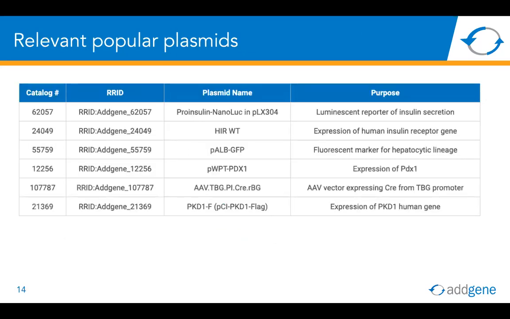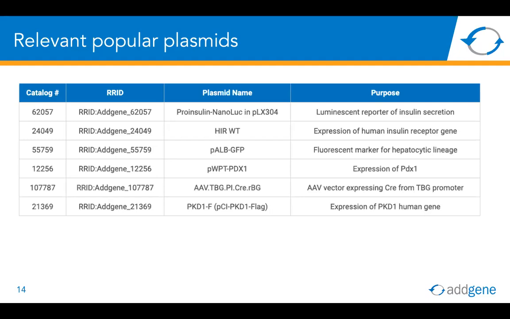And so we don't yet have a collection page specifically for the dkNET community, but I did put together a table of some popular plasmids, which have been requested at least 50 to 100 times, that may be relevant to research on diabetes, liver disease, or kidney disease.